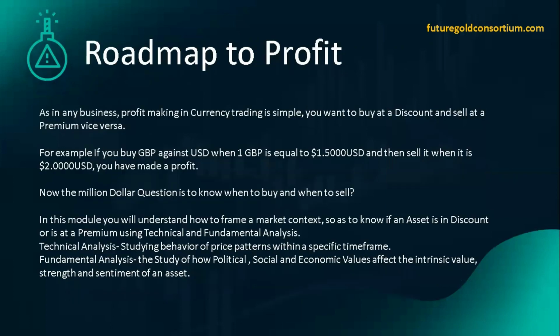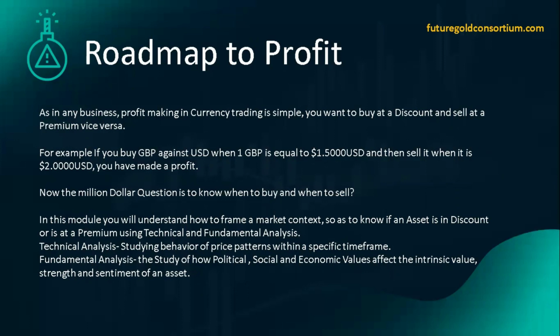Now, on your road map to profit. As in any business, profit making in currency trading is very simple. You want to buy at a discount and sell at a premium, and vice versa. For example, if you buy pound against US dollar when 1 pound is equal to $1.50 US, and then you sell it at $2, you have made a profit of 50 cents. Now, the $1 million question is to know when to buy and when to sell.